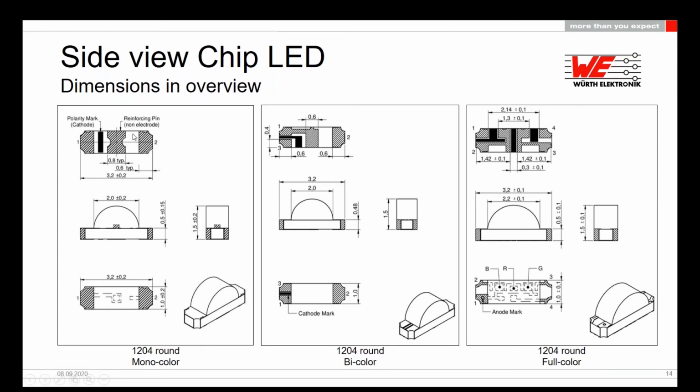This is the 1204 packaging. Not only the classic monocolor, we provide also the bicolor and RGB LED in this packaging. The form and the dimension are the same, just the contact plates are different. It depends on how many colors are in the LED.